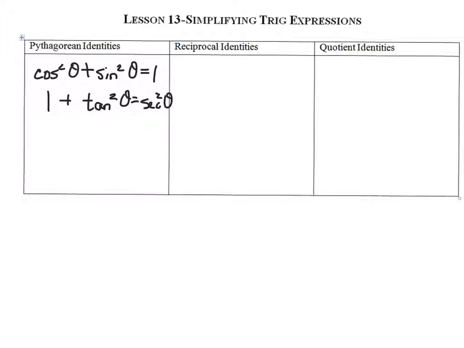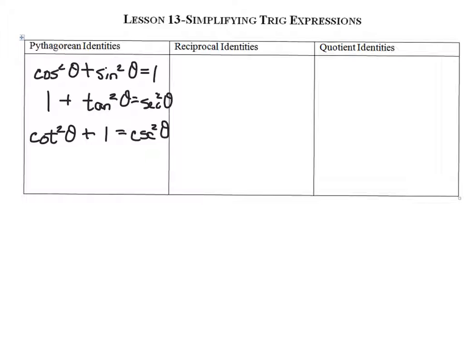Now let's go back to our original Pythagorean identity and now divide everything by sine squared. Cosine squared divided by sine squared, that's cotangent squared. Sine squared divided by sine squared, that's 1. 1 divided by sine squared, that's cosecant squared of theta. So we get the three Pythagorean identities that will be useful for us in simplifying trig expressions.